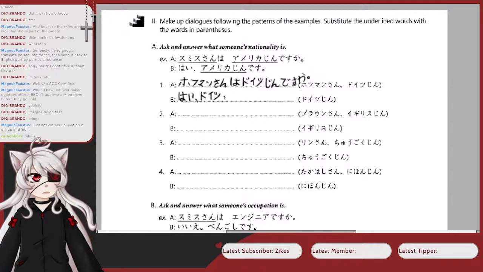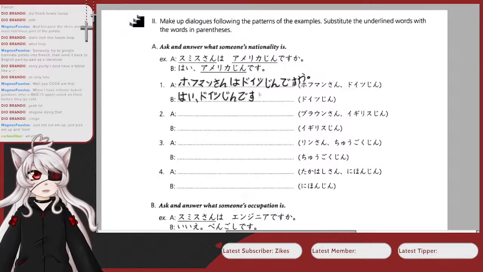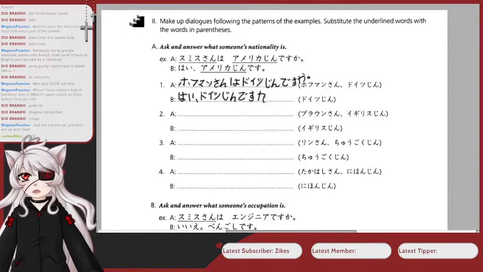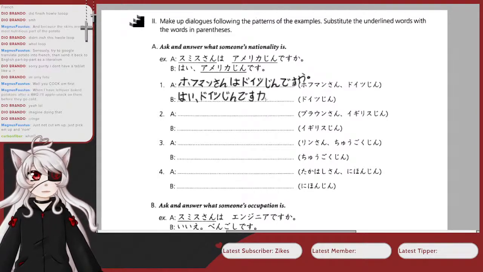Deutsche Jean. And we don't need to say that we're talking about Hoffman-san, because it's already very obvious by the fact that we're replying to someone asking, is Hoffman German? That we're talking about Hoffman. We're not talking about anyone else.